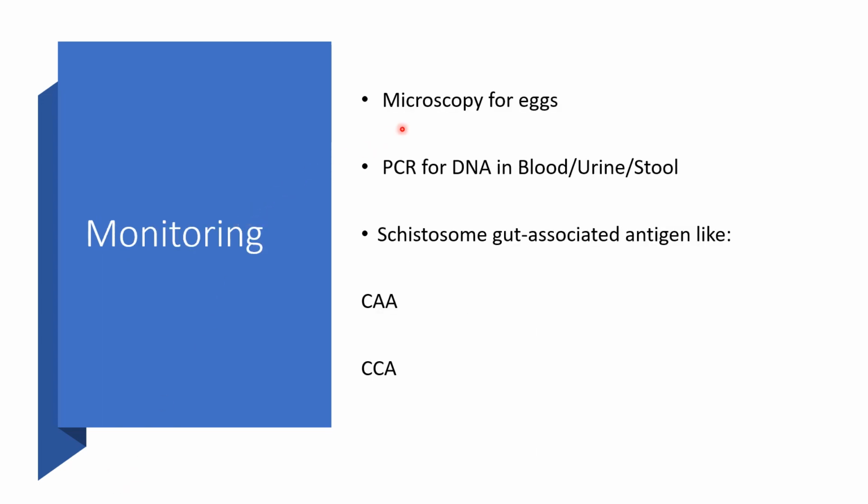Monitoring. We can monitor the treatment, whether we're winning or not, using microscopy for eggs. I don't need to waste your time. You can reverse back. Then polymerase chain reaction for DNA can also help us. Some gut-associated antigens like circulating anodic antigen or circulating cathodic antigen could also be made use of.